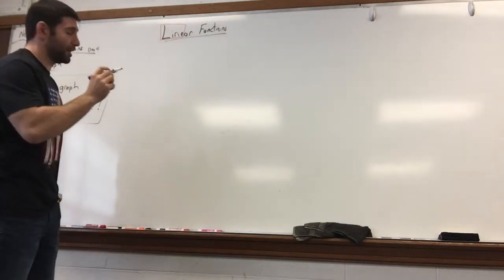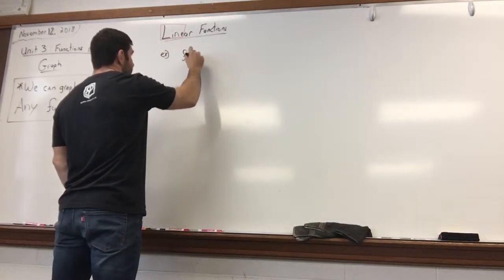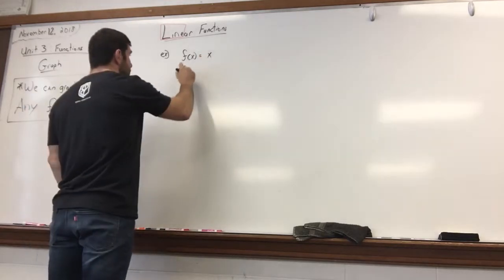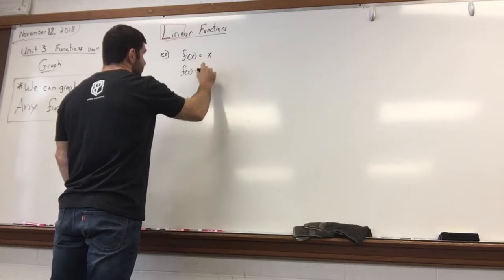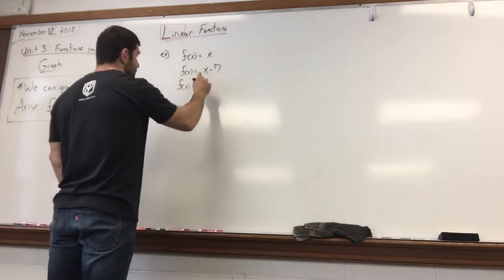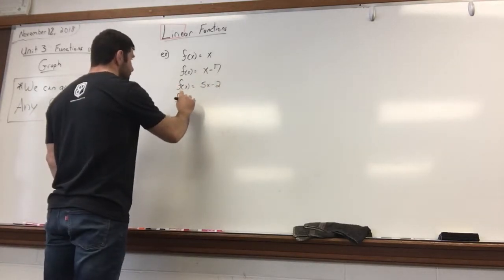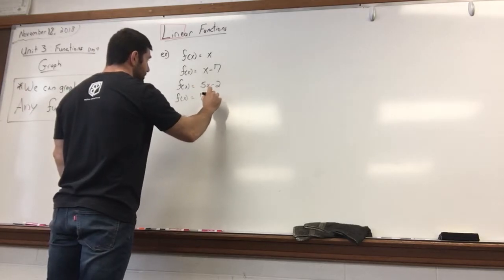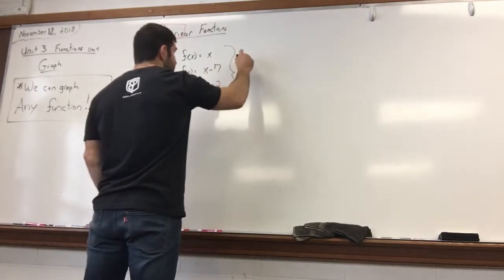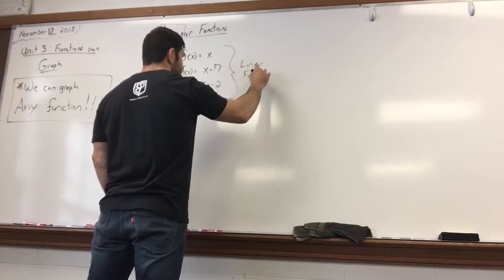Linear functions for us will look like f of x equals x. That's a linear function. F of x equals x minus 7. That is a linear function. F of x equals 5x minus 2. That is a linear function. F of x equals 7 minus 5x. That is a linear function. So all of these are linear functions.